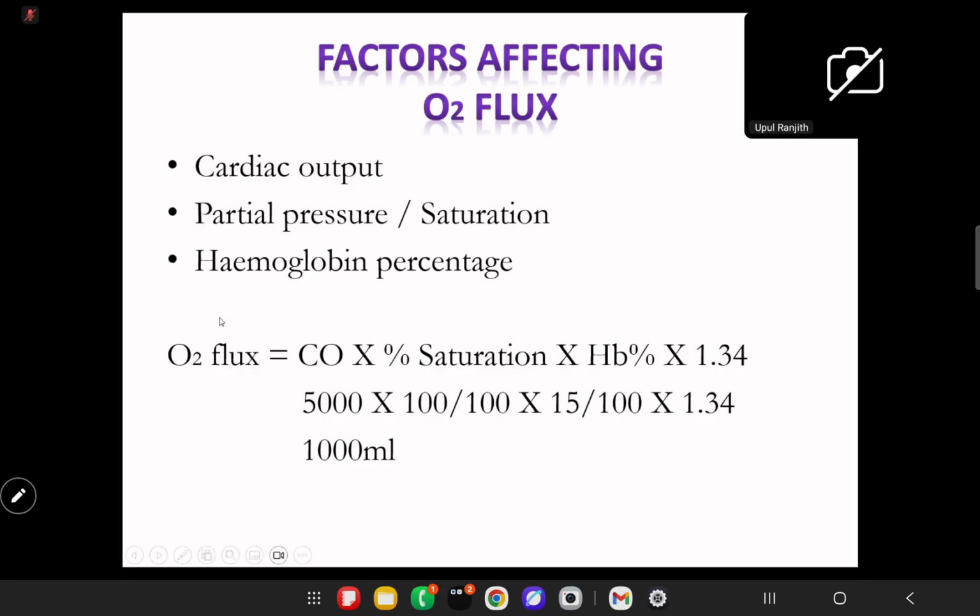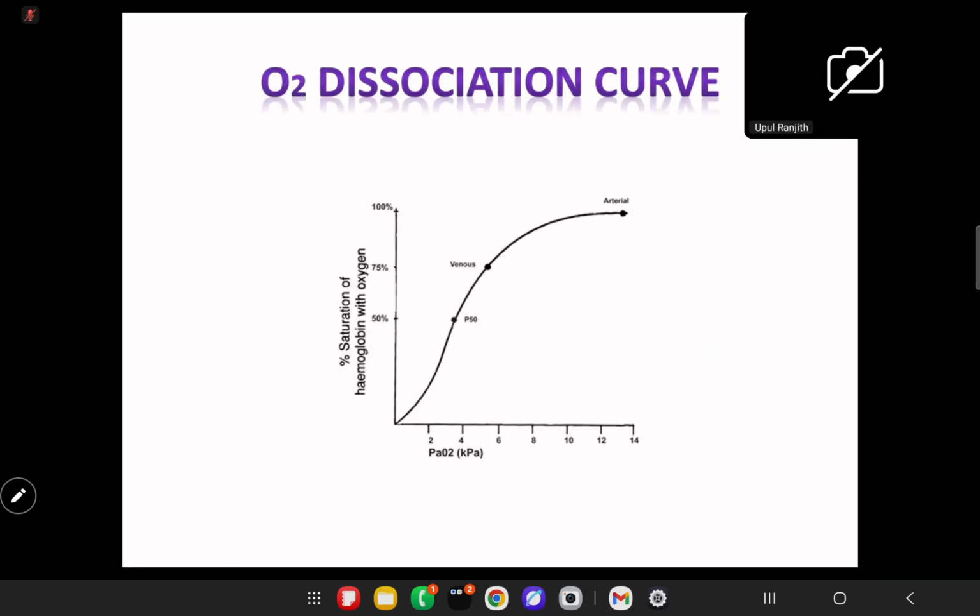So this is the amount of oxygen available to the body in 1 minute, when the cardiac output is 5 liters and the saturation is almost 100% and the hemoglobin is 15 gram percent. Plus the dissolved oxygen, that is 15 milliliters. When you compare with this 1,000 milliliters, that 15 milliliters is a negligible amount, right?